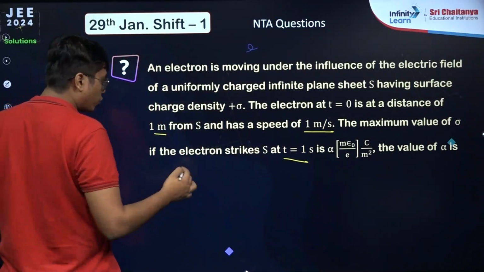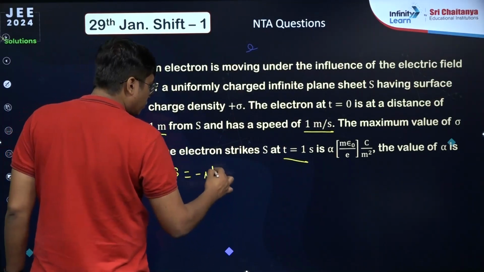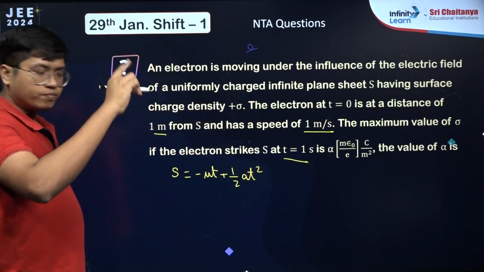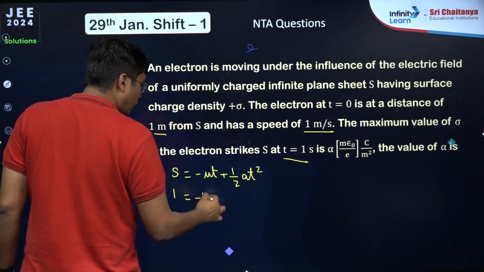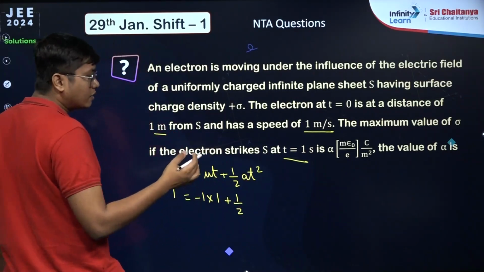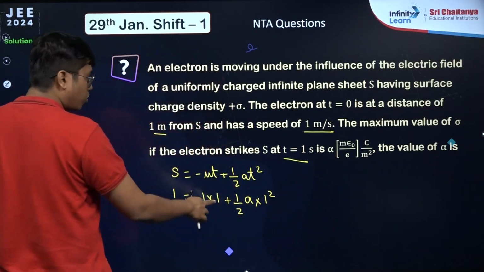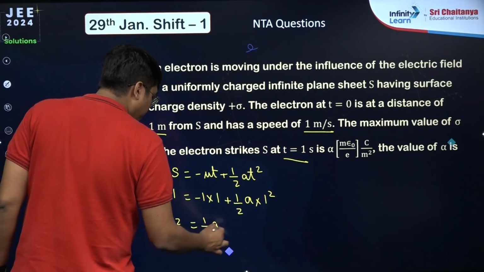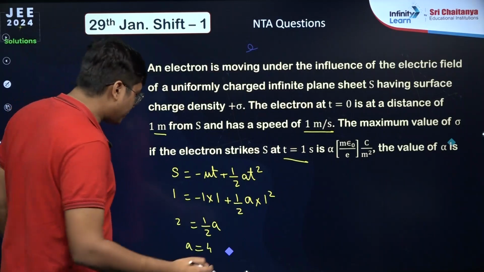So from that point of view, you can go with S is equal to minus ut plus half at square, because initial speed is upwards. So S is given as 1 meter, u is 1, time is 1, plus half into the acceleration, we'll keep it a, and the time is 1 square. So 1 comes here, so 2 is equal to half into a, so a comes out to be 4 meters per second square.